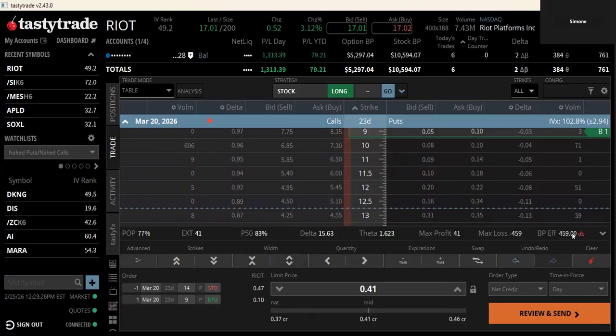You see, this is what a credit spread is. So now, if I look at my returns, $41 divided by 459. Now I'm looking at a 9% return. You understand? That's the beautiful thing about credit spreads.